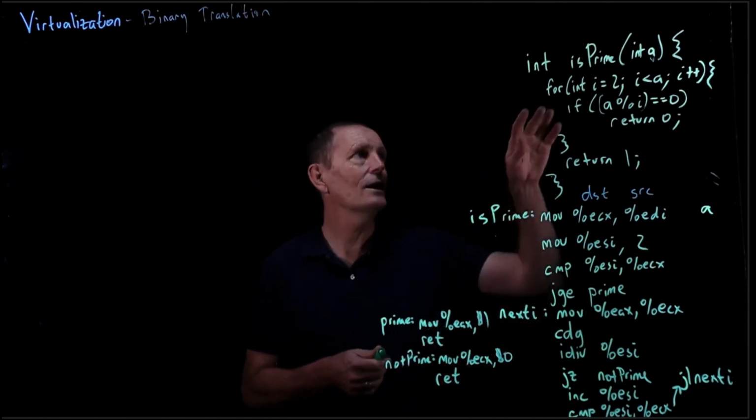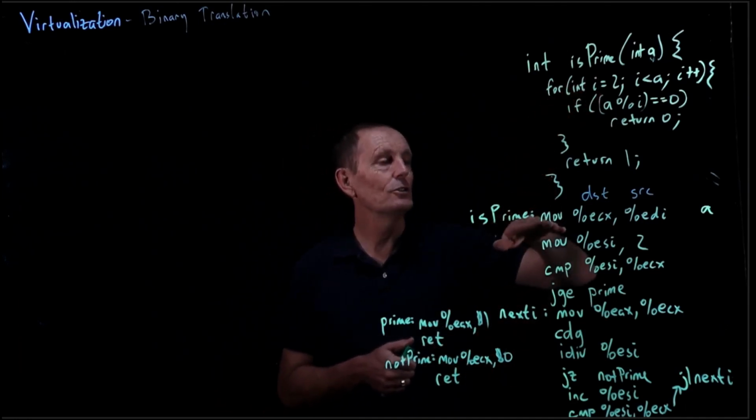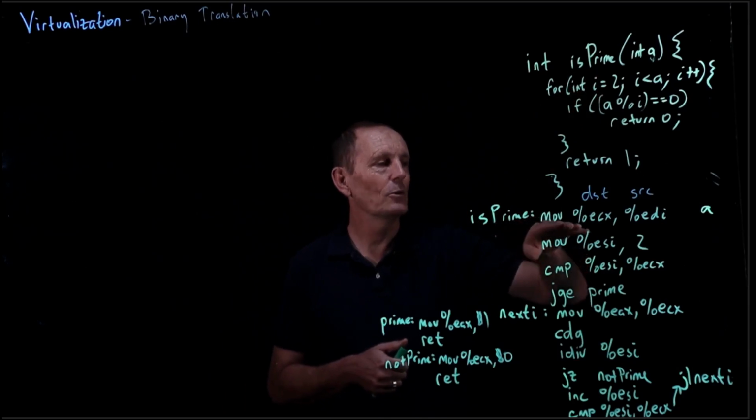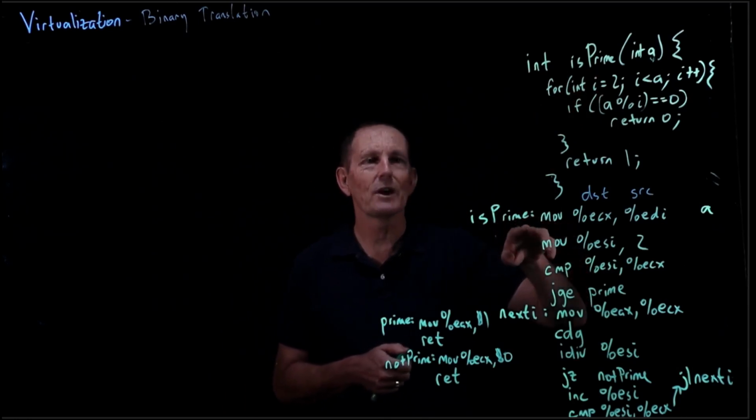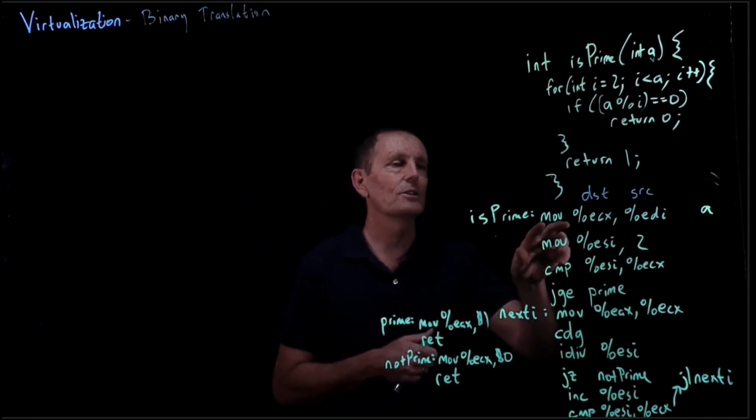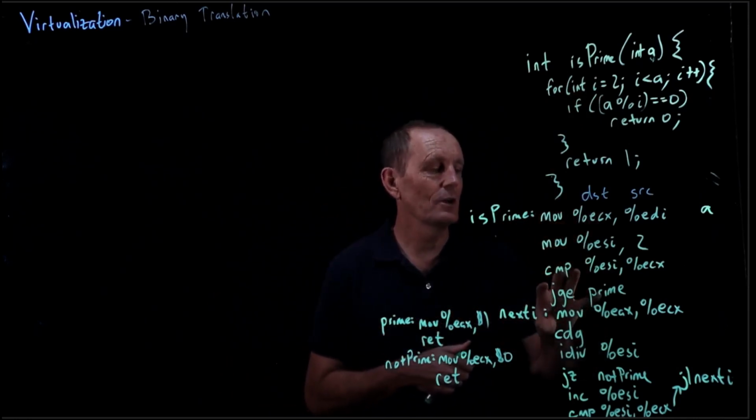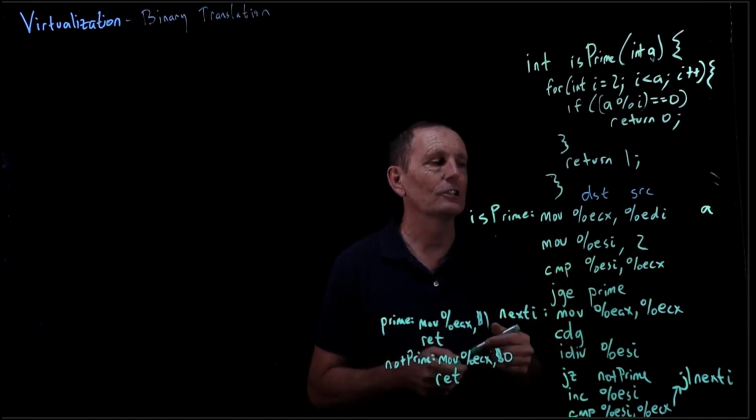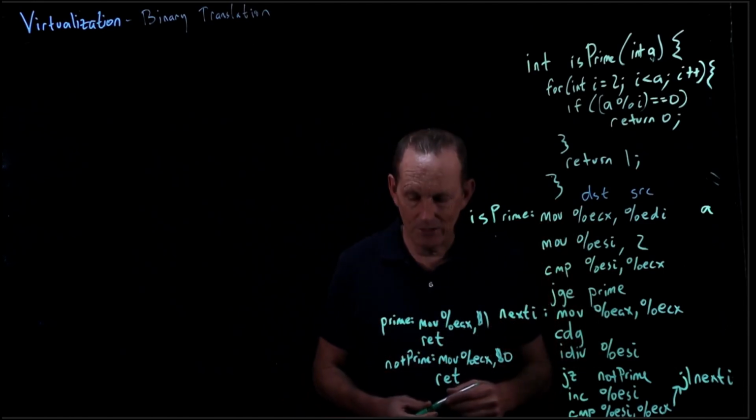Let's say we are called upon to start translating. So we know we're going to be executing this code at is prime. There's been some, let's say, call to is prime or something else. We know we're going to do it. Our binary translation job is to go ahead and translate. So we are going to start looking at these instructions, and we are going to be looking for a couple of things.